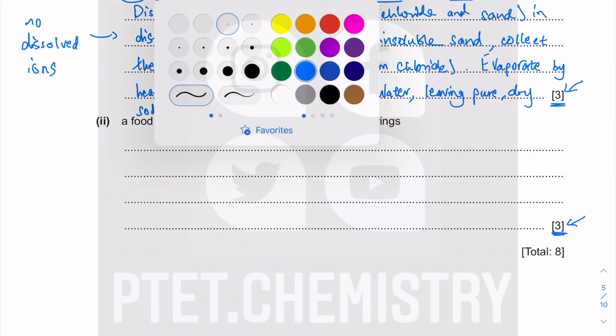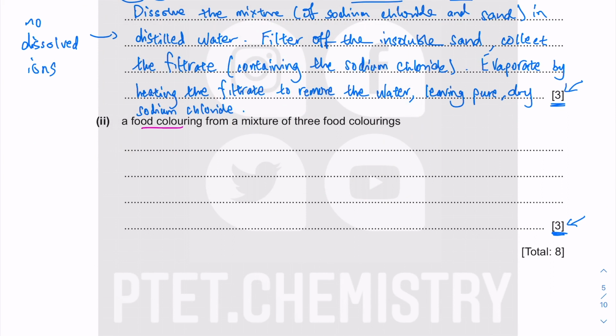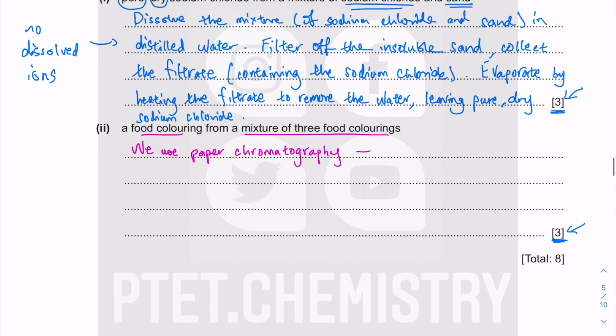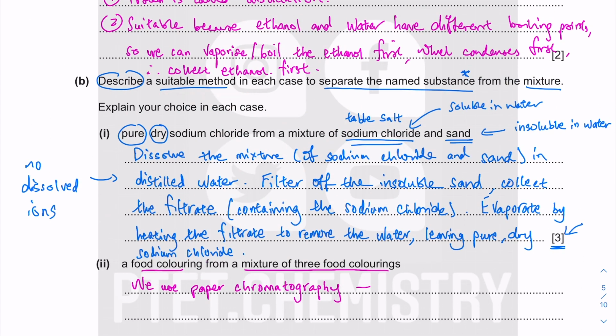Next bit is on food colorings. Just to separate the food coloring from a mixture of 3 food colorings, this should remind you of chromatography. So we use paper chromatography. Just make sure you can spell it properly. It's always a big problem among students who, because they cannot spell the technique properly, lose out on precious marks. And it says describe a suitable method, so you've got to describe and explain.